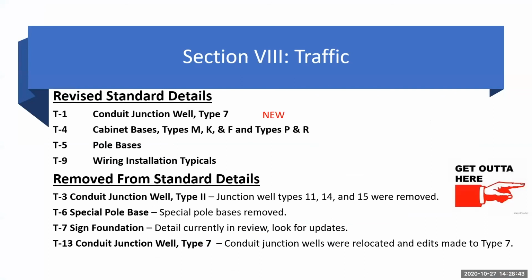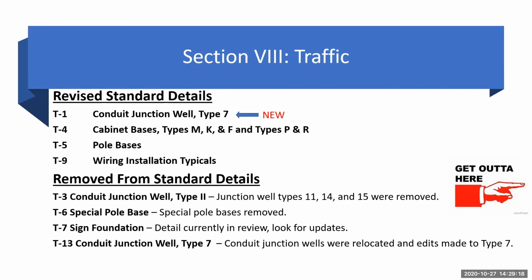And now we're to the last section, section 8 on traffic, and we're tracking well ahead of schedule. The revised standard details. So first of all, there's a new one, T1, the conduit junction well type 7. And then the revised ones, T4, T5, and T9. There were a number of them that were removed. Of note, T3, the conduit junction well type 3, or type 2, junction wells 11, 14, and 15 were removed.